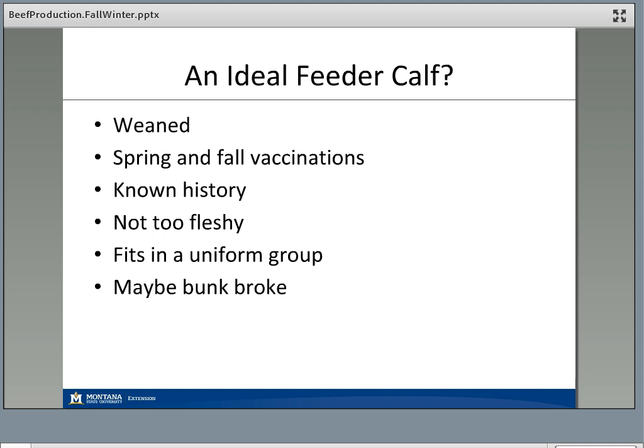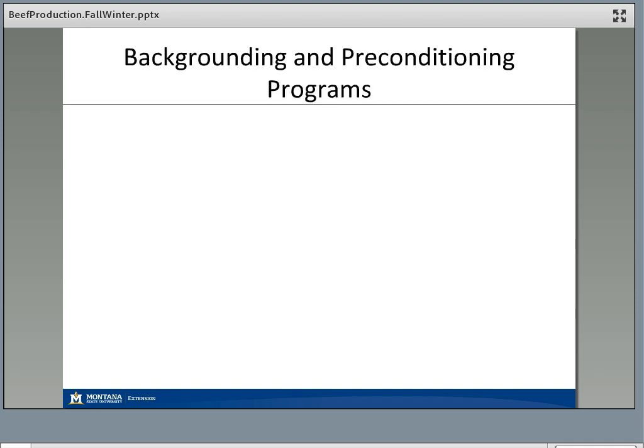So when we think about backgrounding and preconditioning programs, and by backgrounding I'm talking about weaning the calves, say for 45 days-ish. Preconditioning can mean a lot of things. In some regions of the country, preconditioning means what I just said backgrounding means. Preconditioning to me often means those pre-weaning vaccinations.